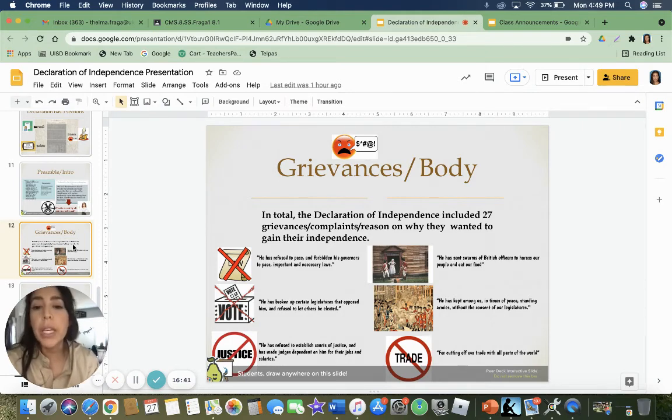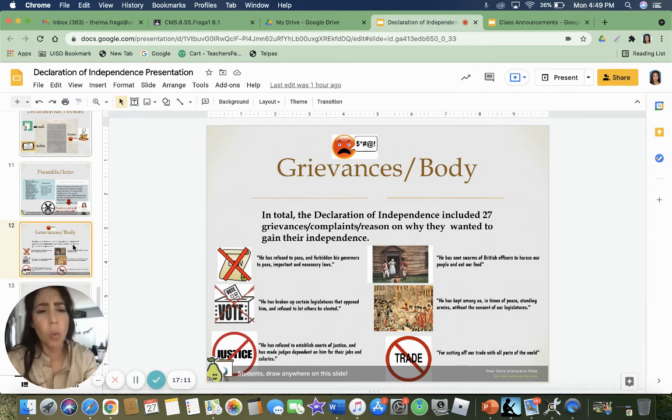Number two, he has broken up certain legislators. Legislators is where they make laws that opposed him and refused to let others be elected. Basically, he wasn't letting the colonies establish their own laws or letting colonists be elected to make laws. He has refused to establish courts of justice and made the judges dependent on him for their jobs and salaries. So if there were any judges within the colonies, the king basically put them there.